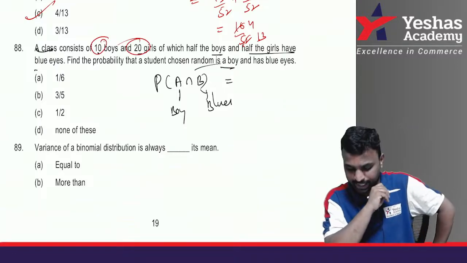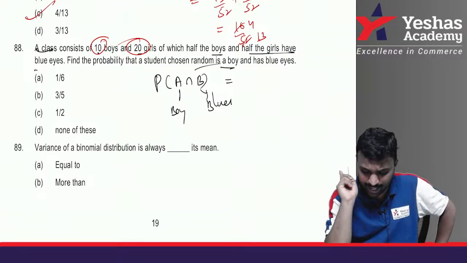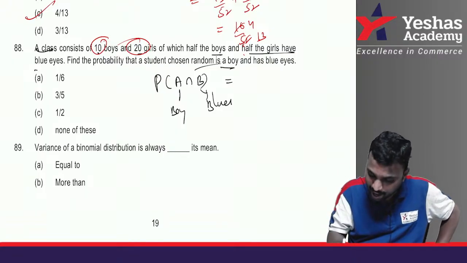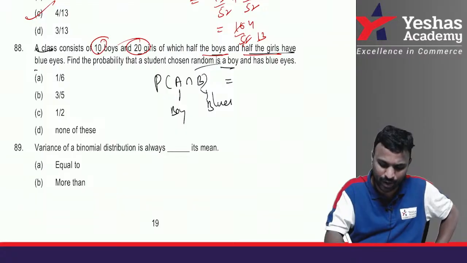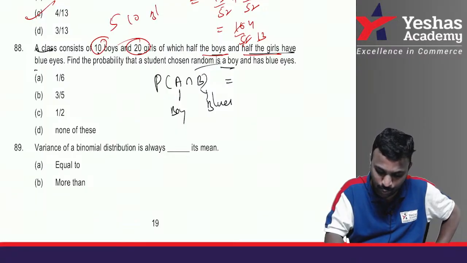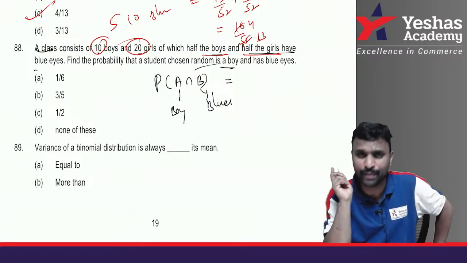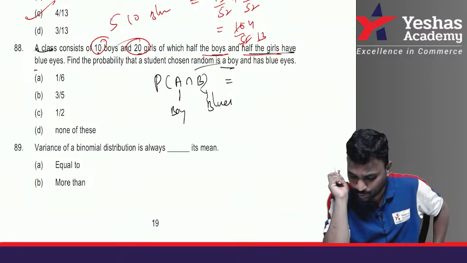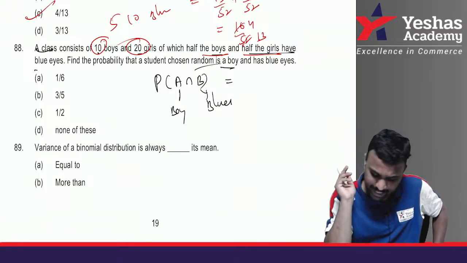Total 10 boys and 20 girls. Out of that, half of the girls and half of the boys, that means 5 boys and 10 girls, have got blue eyes. So the total number of people having blue eyes is 15.